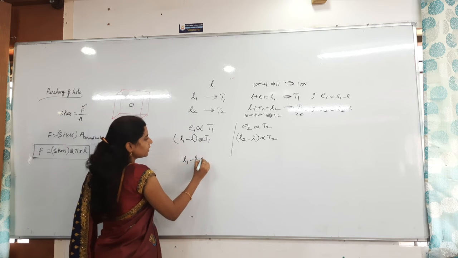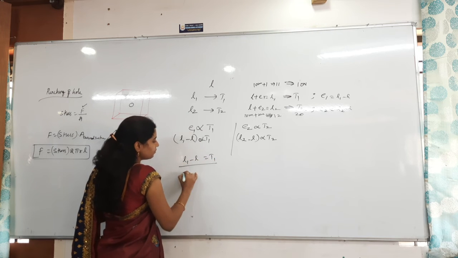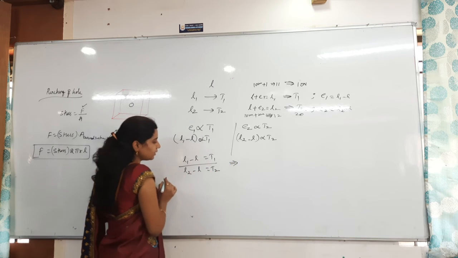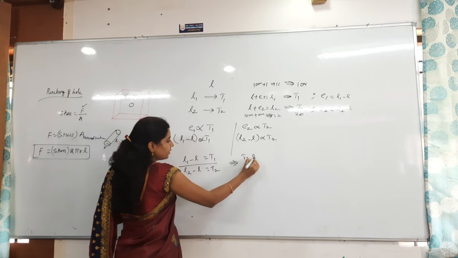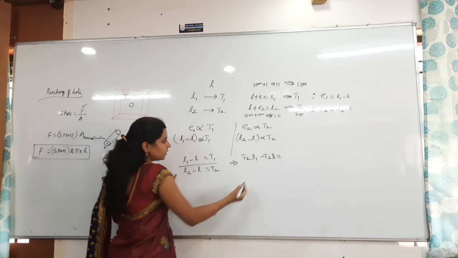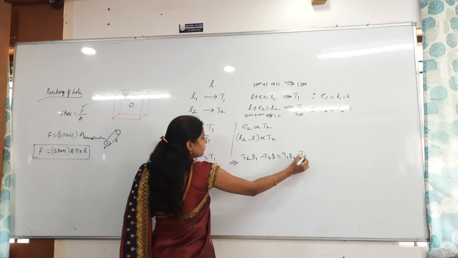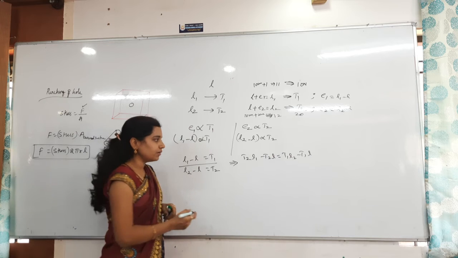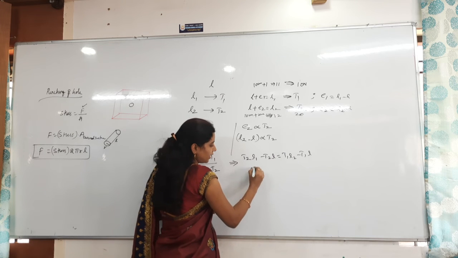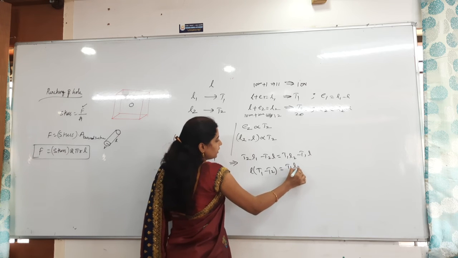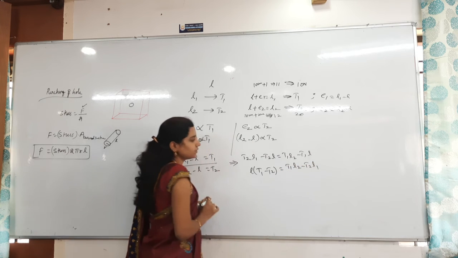Then (L1 minus L) divided by (L2 minus L) is equal to T1 by T2. When I do the cross multiplication, what will we get here? T2L1 minus T2L is equal to T1L2 minus T1L. L is what you have to find out, so I get the L terms on one side and take L common directly. L(T1 minus T2) is equal to T1L2 minus T2L1.